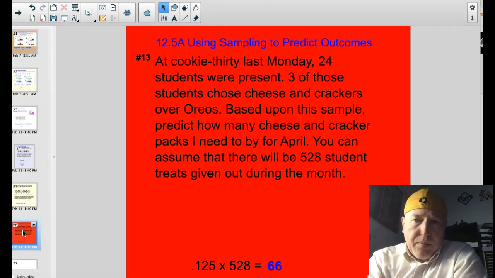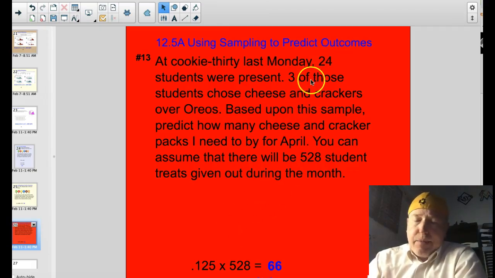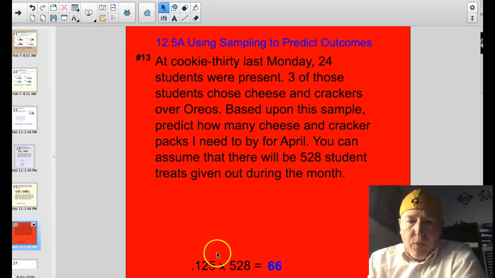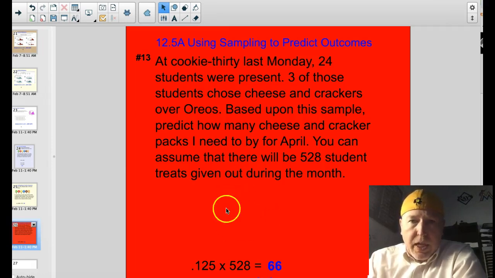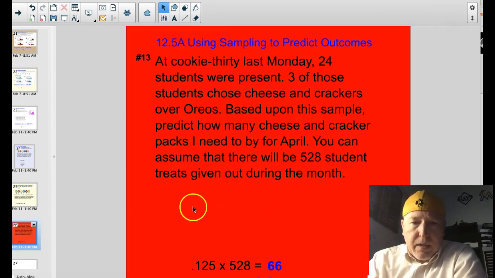Well, again, you could box this up. You could go 3 out of 24 is like how many out of 528? I just took 3 divided by 24. That's 0.125 or 1/8. I multiplied 1/8 times 528. It would be 66, so I'd probably need 66 cheese and cracker packs. Again, this is using sampling to predict outcomes.